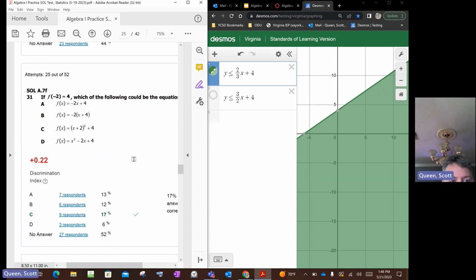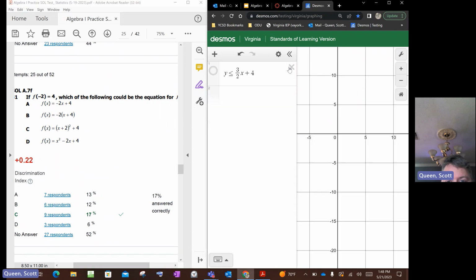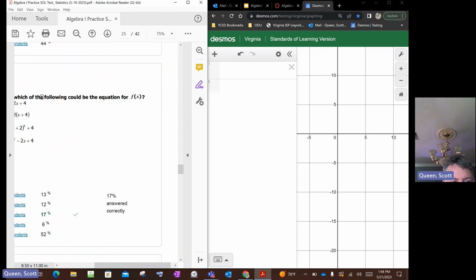All right, 31. Okay, some of us forgot about f of x. Not a problem, not a problem. It's an easy fix. F of x is just another way of saying y equals, okay? So anyway, let's read the question. The function of -2 equals 4. That means y equals 4 when x equals -2. And it's just asking which of the following could be the equation for f of x.